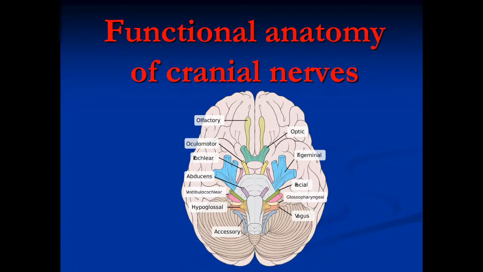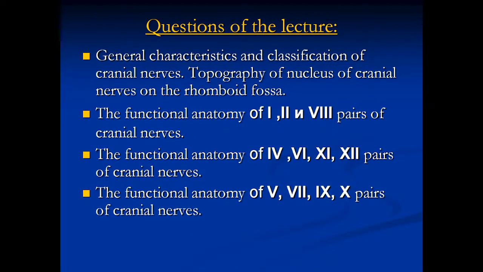The theme of the lecture: functional anatomy of cranial nerves. Questions of the lecture: general characteristics and classification of cranial nerves, topography of nuclei of cranial nerves on the rhomboid fossa, the functional anatomy of the first, second, and eighth pairs of cranial nerves. Then, the functional anatomy of the motor cranial nerves, of the 4th, 6th, 11th, and 12th pairs of cranial nerves. And the last question, the functional anatomy of the mixed cranial nerves. So it is the 5th, 7th, 9th, and 10th pairs of cranial nerves.